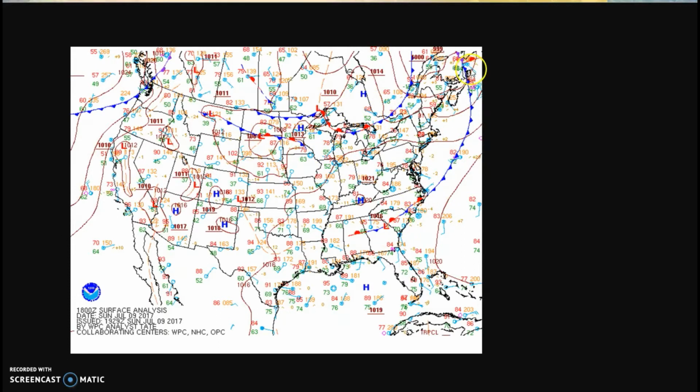Looking around, we have a large cold front off of the east coast and another cold front off of the west coast with a large low pressure system just to the east of the occluded front. Not much going on in terms of the surface chart. We're going to look at the upper air analysis.